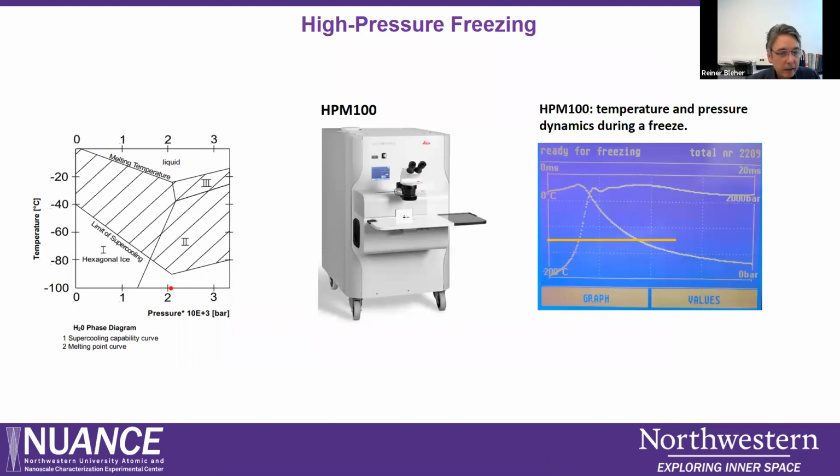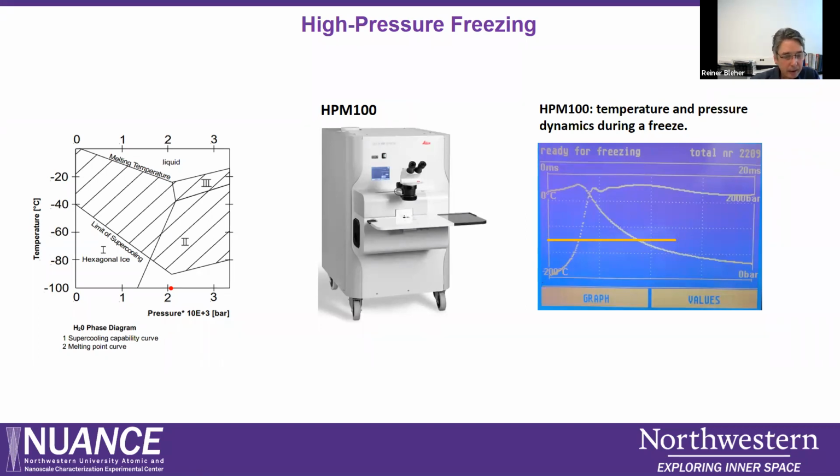So here we see the HPM 100 high pressure freezer and the diagram of a typical freeze on the right side. The time scale of the whole graph is 20 milliseconds. We can see that a pressure of over 2000 bar is reached after about 4 milliseconds, while the temperature drops to minus 100 degrees, which is the orange line, in less than 10 milliseconds. So that's the temperature drop here. This is a cooling rate well above the limit to prevent crystallization of water in biological samples.